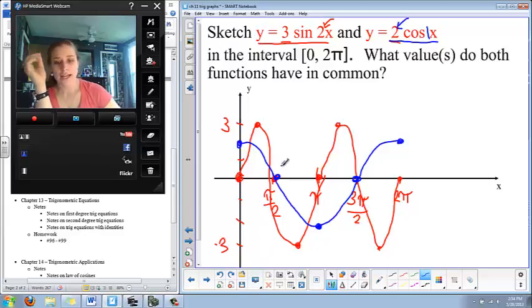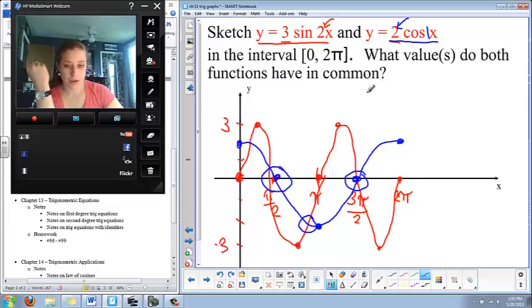Okay, well, if I had drawn this just a little bit better, this red line would have actually gone through that point, and you could see that they crossed right here. That's one value where the functions have something in common. This is another value that they have in common, and then this is a third. So what values do they have in common?